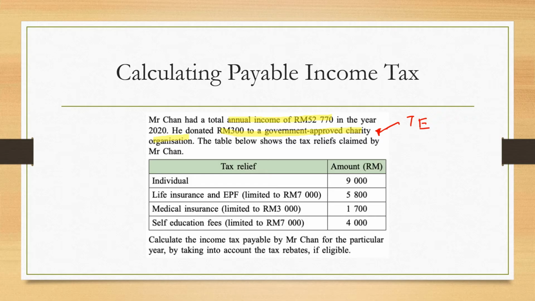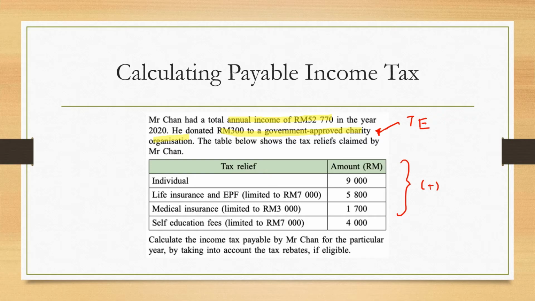We will show a tax relief rate. So we've got so many tax relief figures here. Again, you have to add all these figures up and then minus your tax exemption to get your payable income tax.